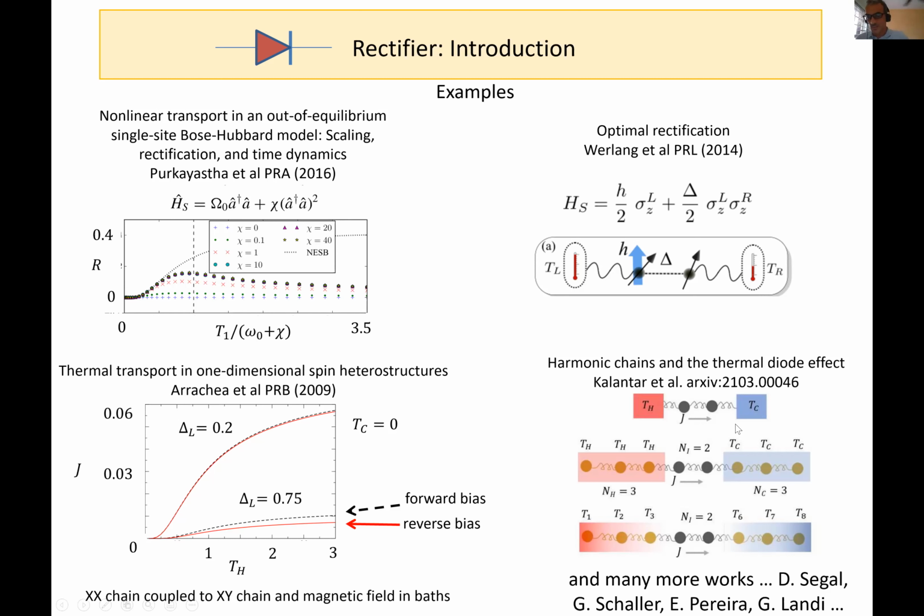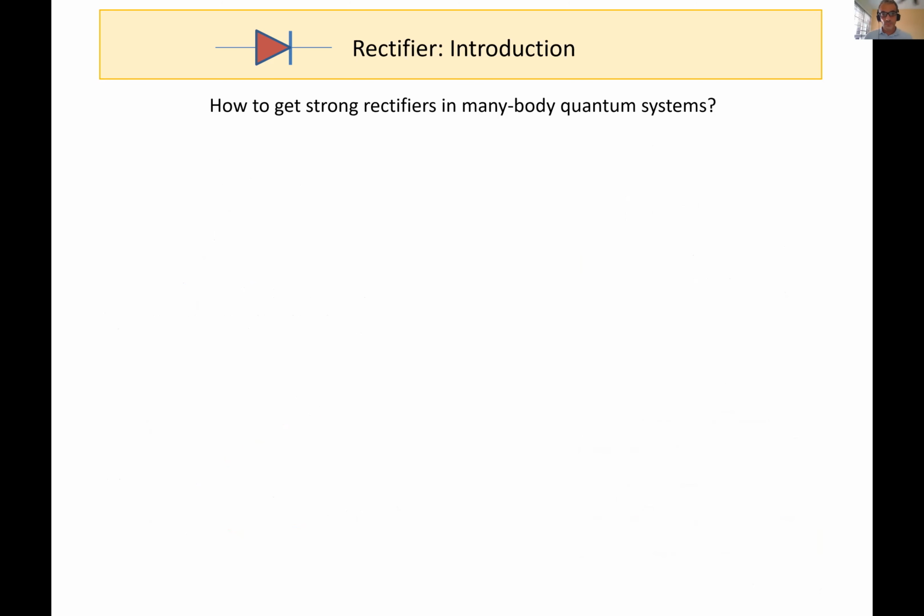And what I'm trying to say is that there are still a lot of ideas and a lot of things coming up in this field. And there are many other works by Schaller, Pereira, Landi, and so on and so forth. Okay, so let me describe how we tried one of the paths. Actually, we described two paths that we chose and followed to try to find a very strong rectification.